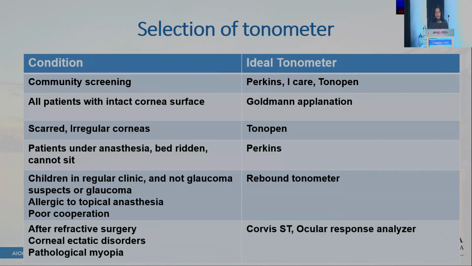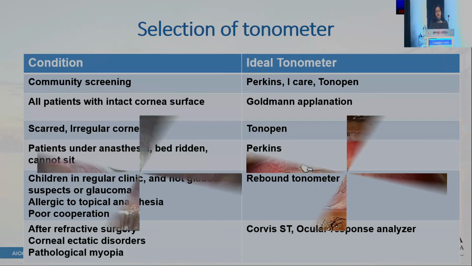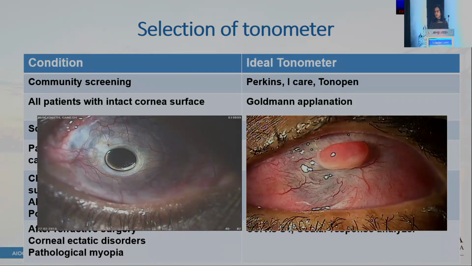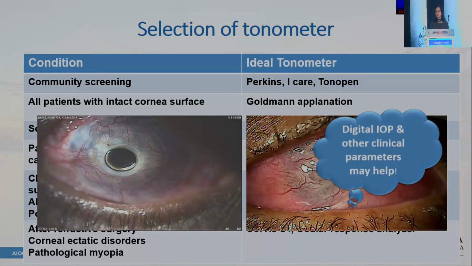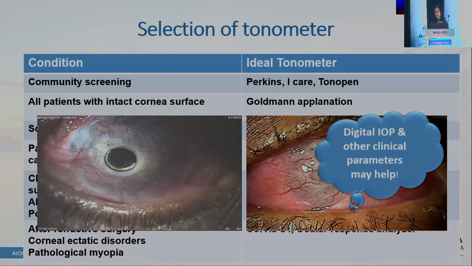For patients under anesthesia, or patients who cannot sit, or children, you can use Perkins. In regular clinic, children and patients who are not able to cooperate or are allergic to topical anesthesia, iCare or rebound works best. And for patients with poor biomechanics or corneal ectatic disorders, post-cross-linking or keratoconus, Corvis ST and ORA work better. However, we still have eyes like this where no tonometer can work better. Maybe there we have to depend on our digital IOP and other clinical parameters to estimate how much pressure we need to reduce.